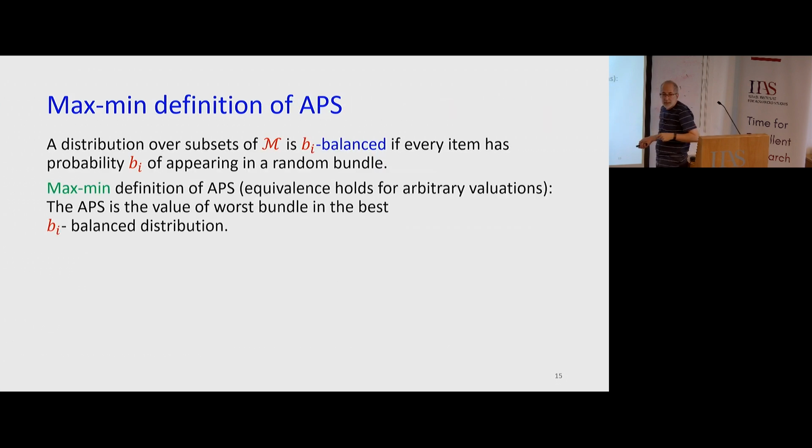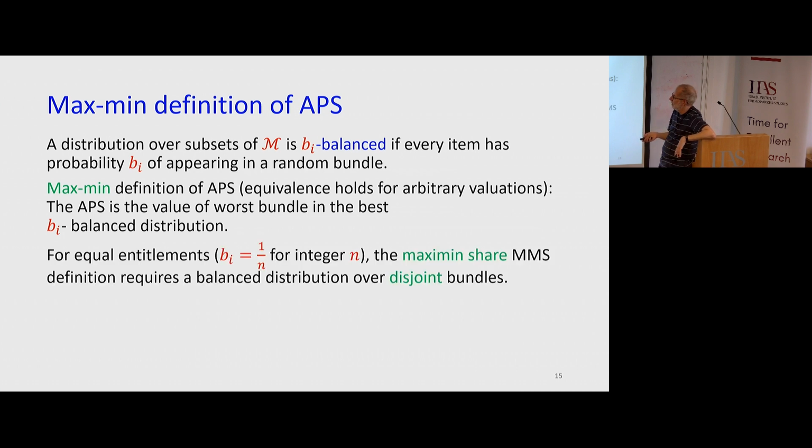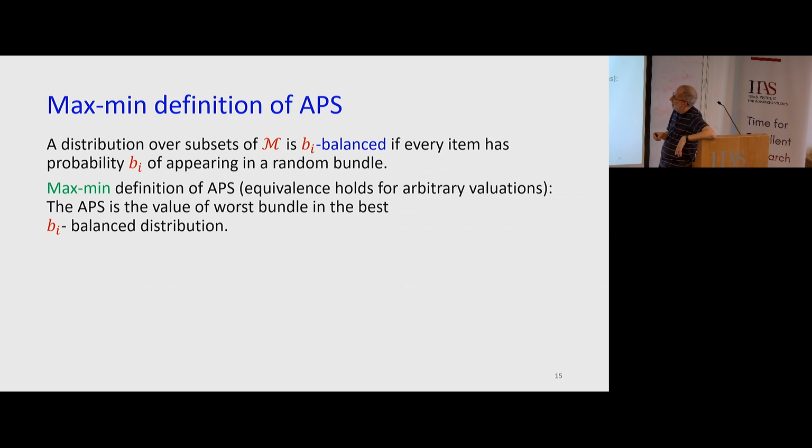And a max-min definition of the APS, and it's equivalent to the APS. This definition is the value of the worst bundle in the best balanced distribution. So this is another definition of the any price share. And the proof that they are equivalent is by linear programming duality. You can show that these two definitions give the same value. So the APS has two definitions, a max-min definition and a min-max definition. One of them you can use as a way of giving an upper bound on the APS, the other is a lower bound, and they must match.